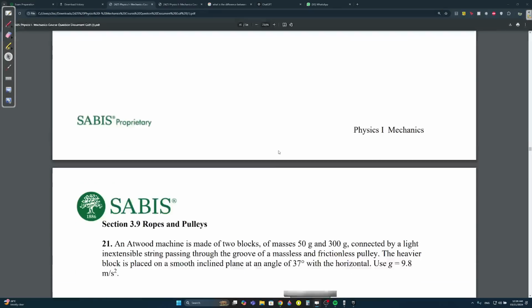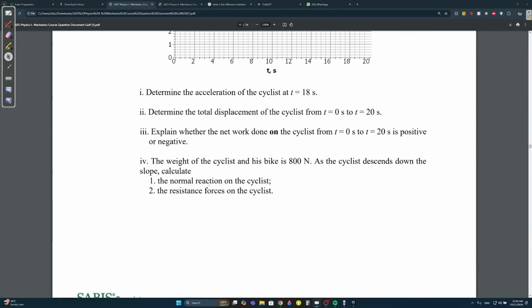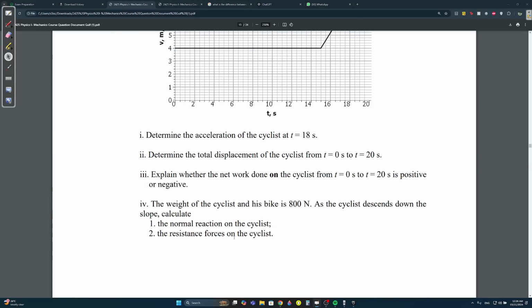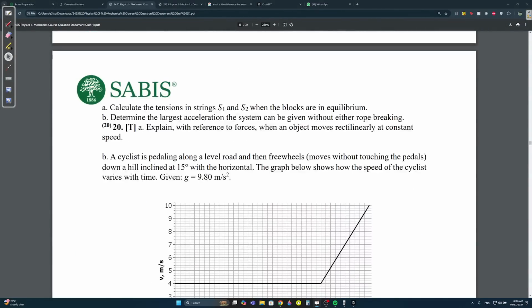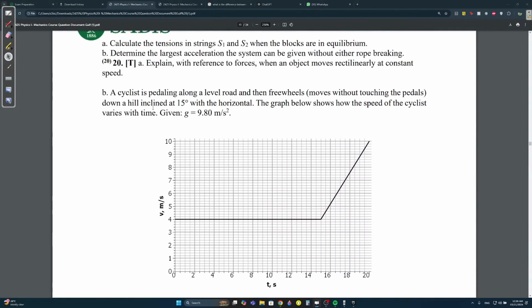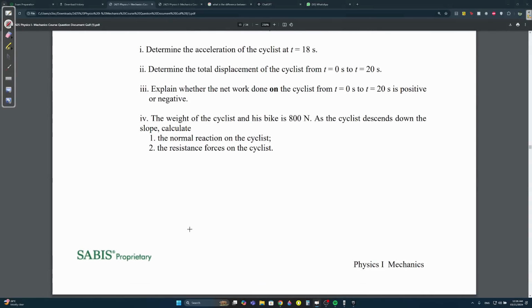Okay. IV. The weight of the cyclist and his bike is 800. As the cyclist descends down the slope, calculate the normal reaction and the resistance force on the cyclist. Okay, so I'm gonna put it like this. There is no coefficient of friction, but I guess there's gonna be friction. The speed is increasing, so it's accelerating. So you can find it. I'm gonna state that the acceleration is equal to 1.2, because we found that in part one.